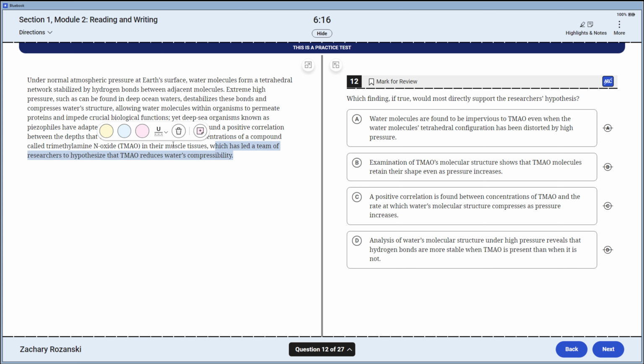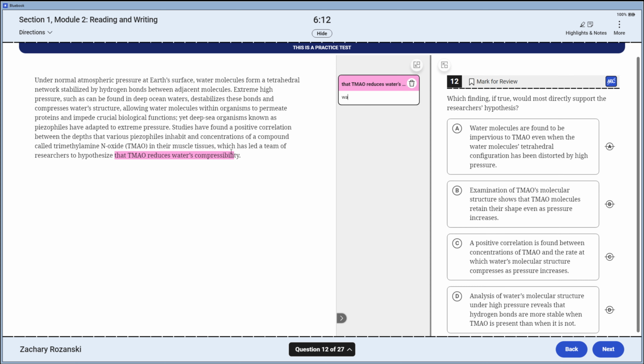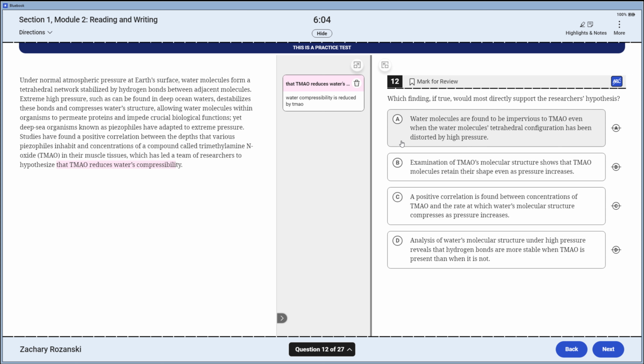Let's go to the end and see what we've got. The hypothesis is that TMAO reduces water compressibility. Water compressibility is reduced by TMAO. I want to see this relationship. Water molecules, let's just immediately jump in. Water molecules found to be impervious to TMAO. Even if impervious, we want to show that there was an effect on this. Examination of TMAO's molecular structure: TMAO molecules retain their shape even as pressure increases. We want to see how TMAO affects water.